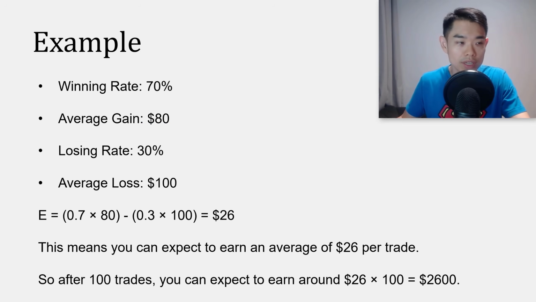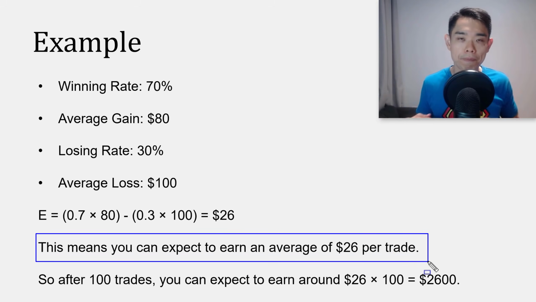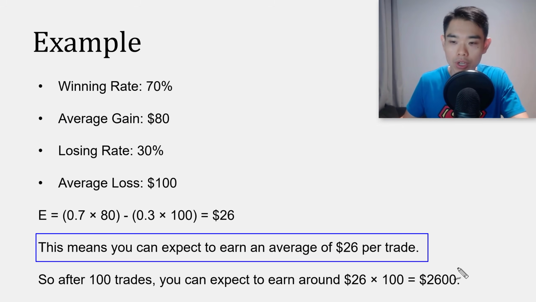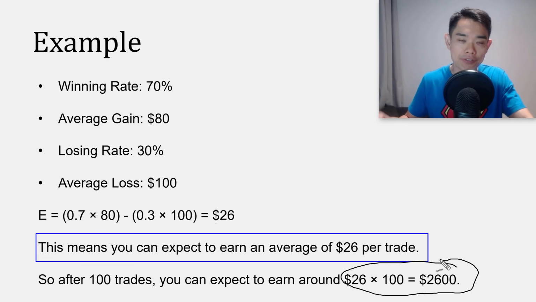So what does this $26 mean? This means that you can expect to earn an average of $26 per trade. So let's say you have taken 100 trades using this trading system. What you're going to find is that you will have about $2,600, right, after taking 100 trades. So this is what it means to have a positive expectancy, and this is what it means to have an edge in the markets. Your E, your expectancy, has to be positive. If it's negative, then clearly you don't have an edge, and the more you trade, the more you will lose.